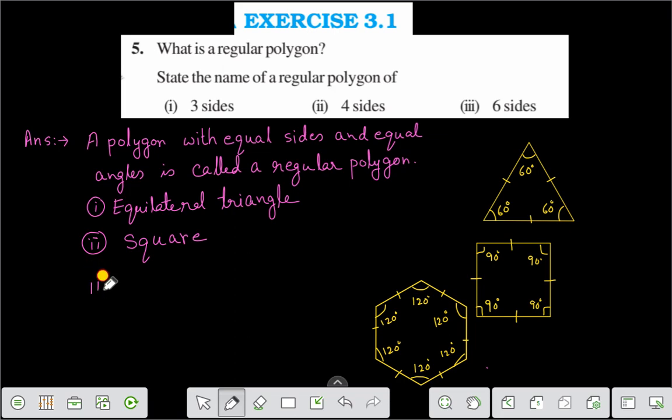And number 3. Here you see, state the name of the regular polygon of 6 sides. Here there are 6 sides, 1, 2, 3, 4, 5 and 6. All the sides are equal. And here you see, all the angles are also equal, that is 120 degree each. All the angles are equal and all the sides are also equal. It is known as a regular hexagon.